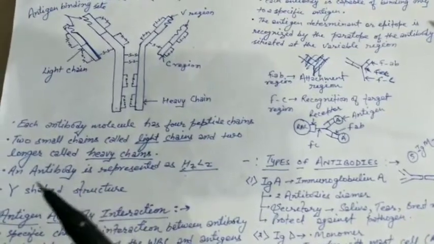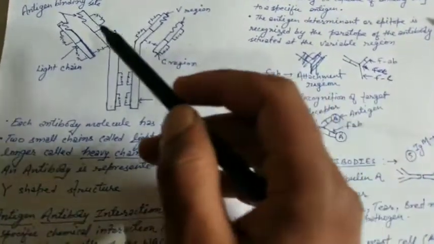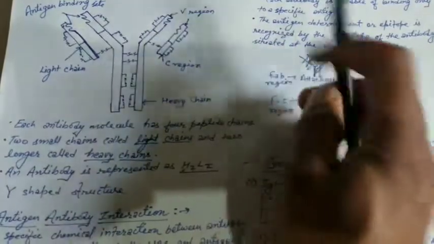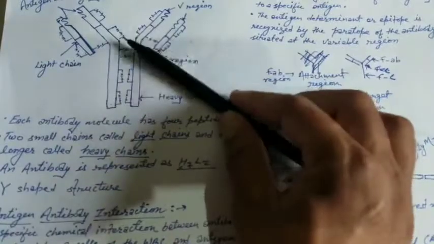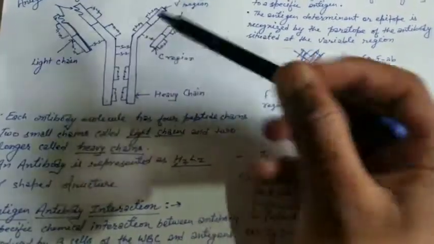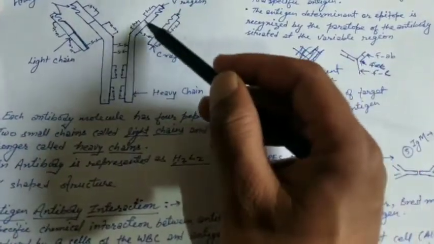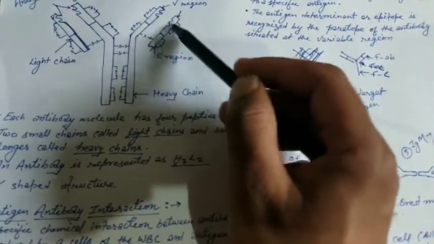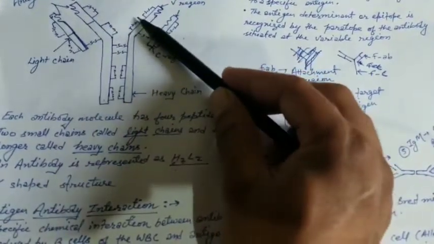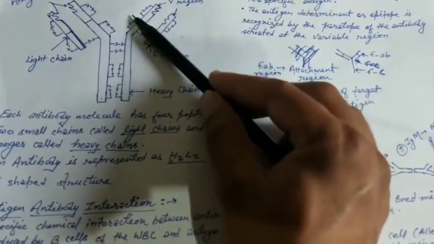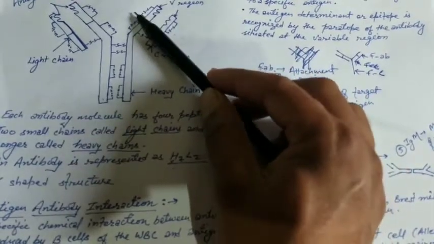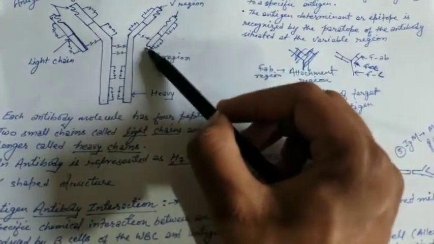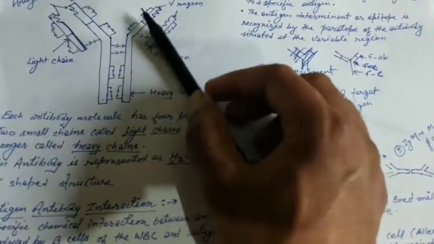Whenever you see the structure of antibody, this Y-shaped structure has this upper region, and the upper region is again made up of 2 parts. This upper region, in which some zigzag manner structure is there, is known as V region, while the lower region of this antibody is known as the C region.